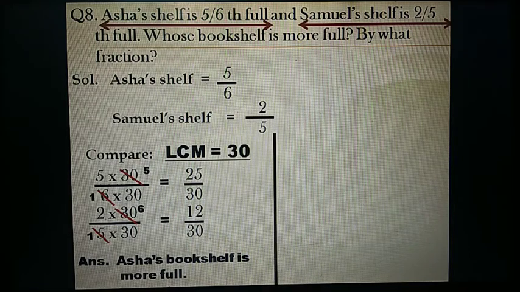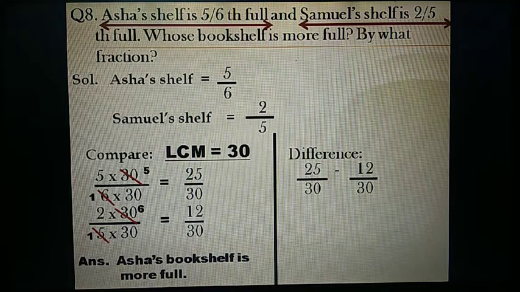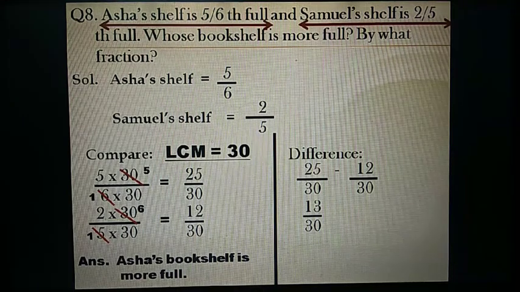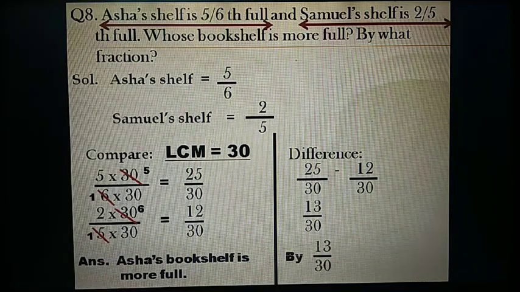The next part of the question is by what fraction? It means you have to find the difference too. We are already having the like fractions. We will use them directly. Subtract the two, you will get the value as 13 upon 30. Finally, we can write by 13 upon 30.